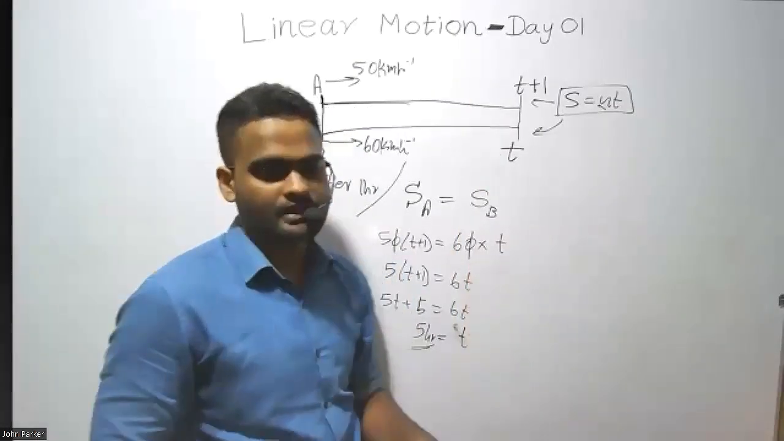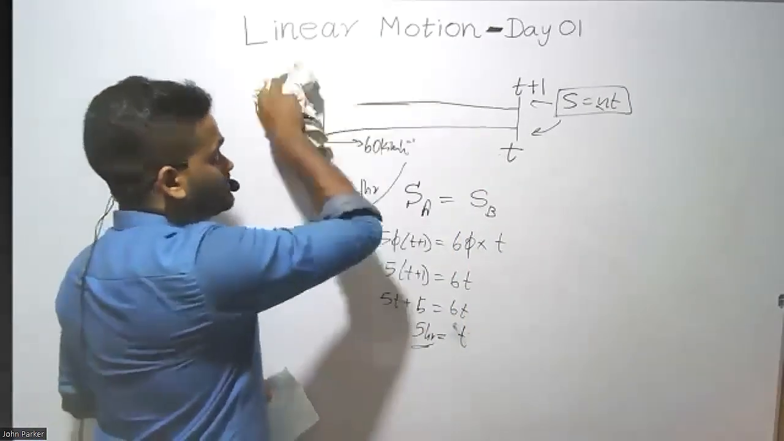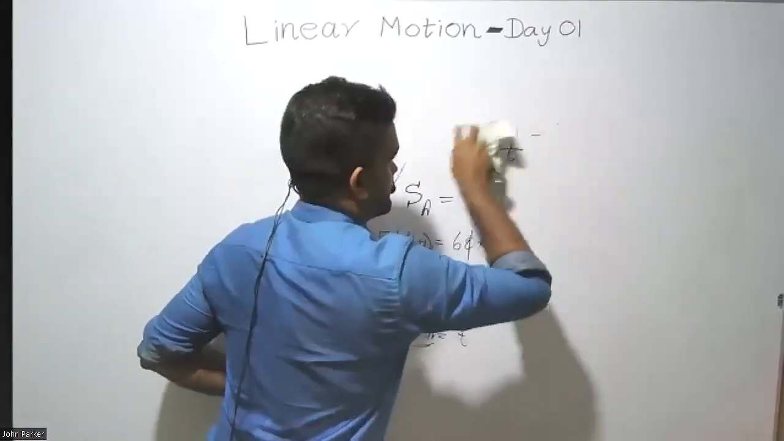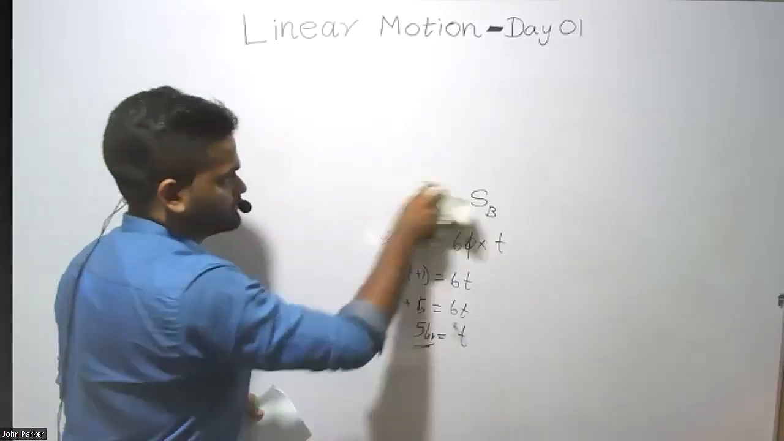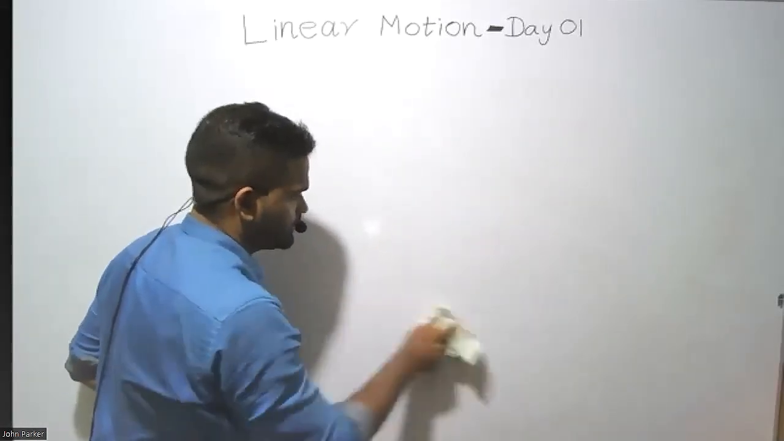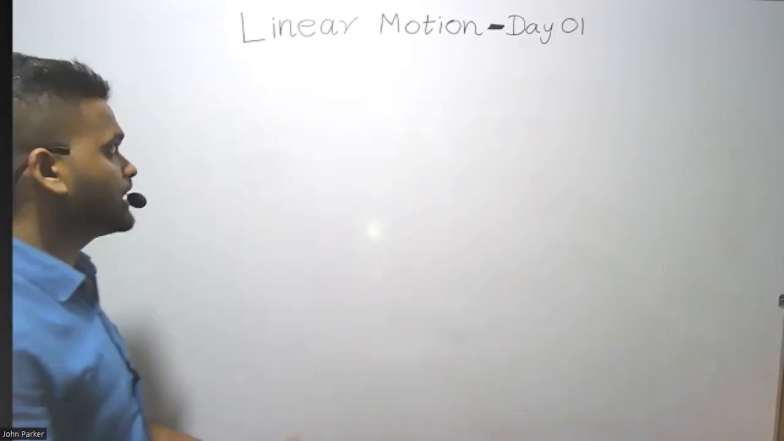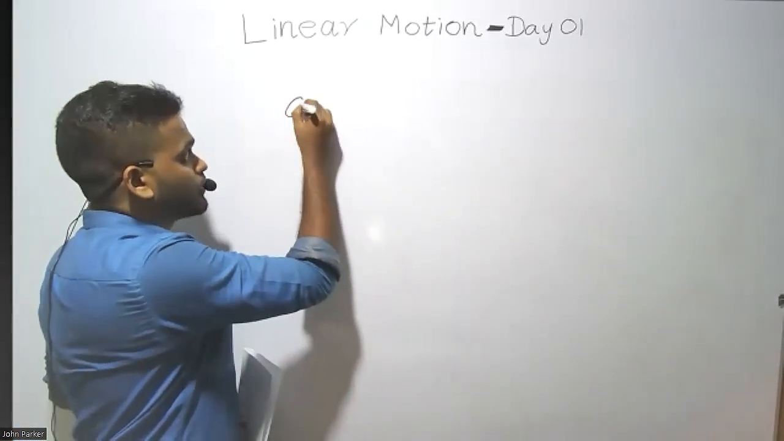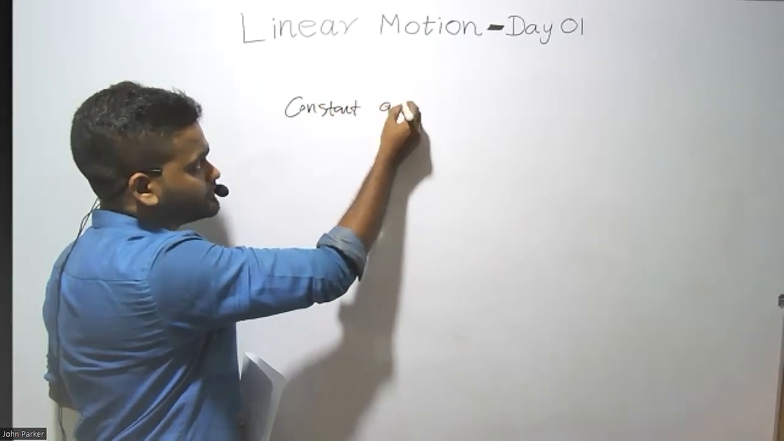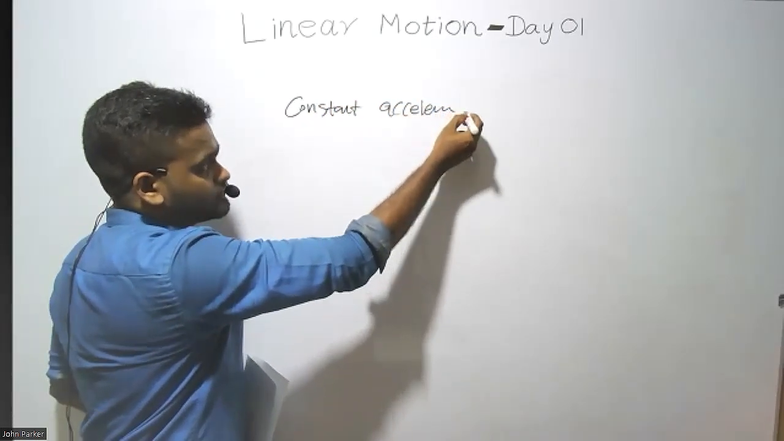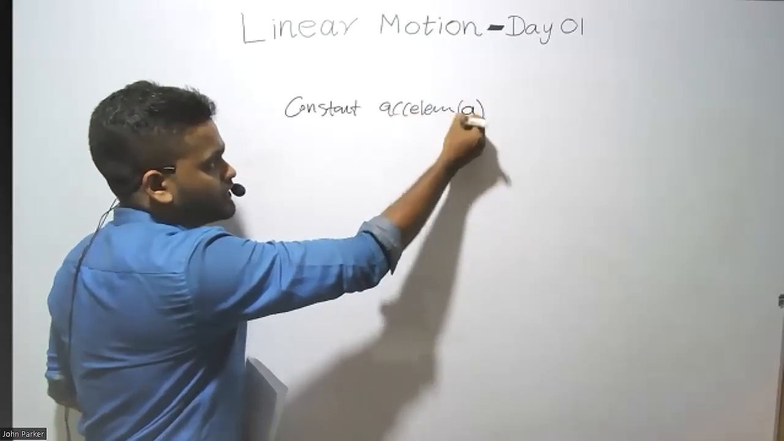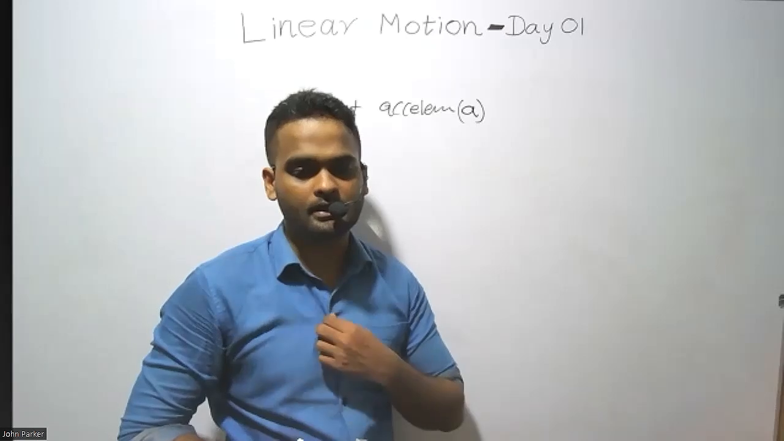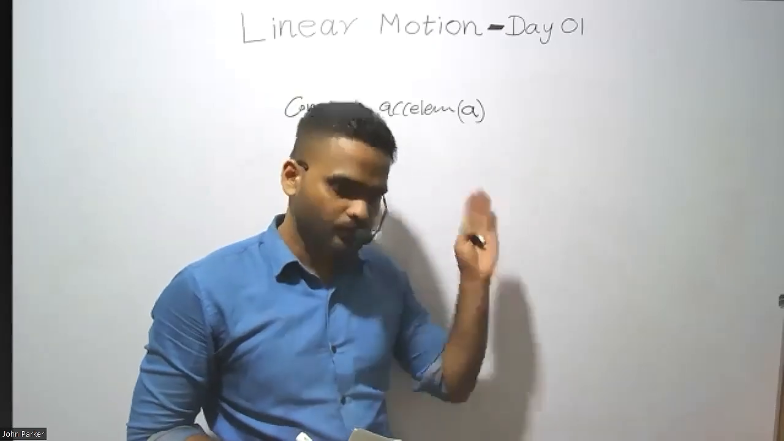So we have 4 motion equations. What are the 4 motion equations? The only requirement to apply motion equations is this one: constant acceleration. So whenever something has a constant acceleration, you can apply these 4 equations, right?